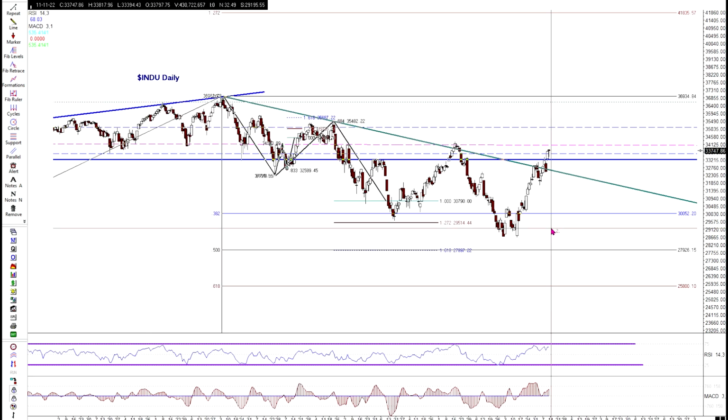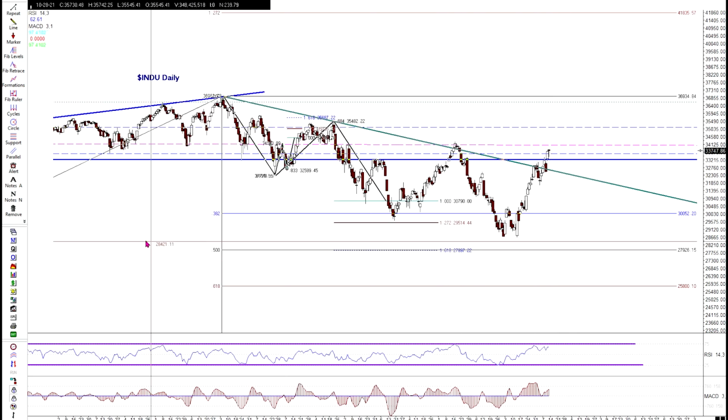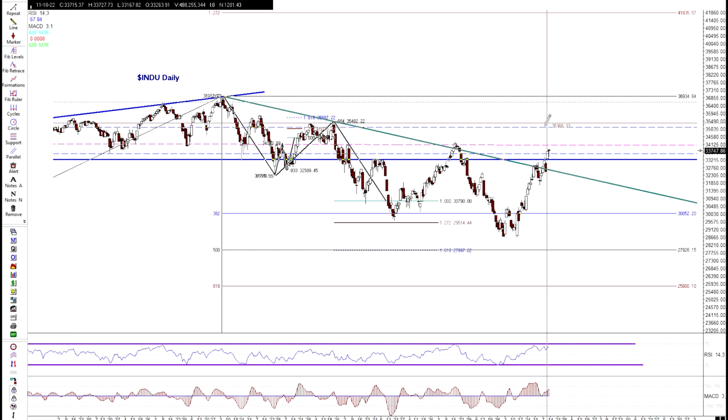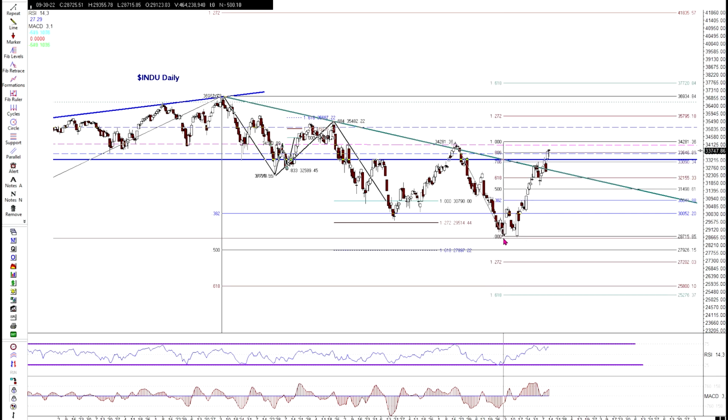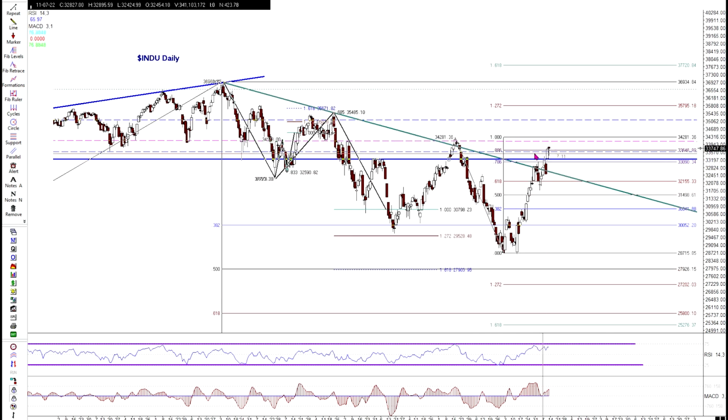So let's take a look at one other thing. We looked at two retracements on the S&P and the NASDAQ. So we saw that the NASDAQ was lagging way behind. The S&P is here at the 618, and the NASDAQ is not even to the 50 yet. And the Dow Jones Industrial is above this 886 retracement.